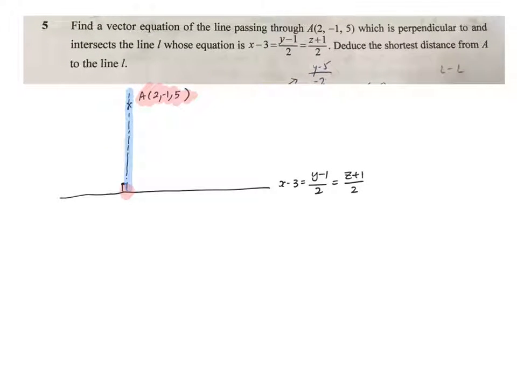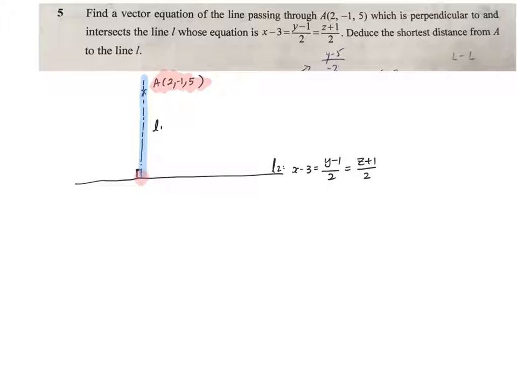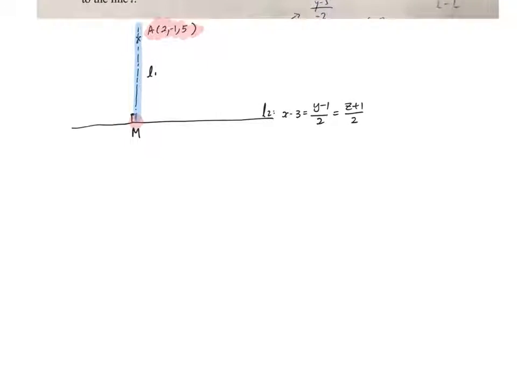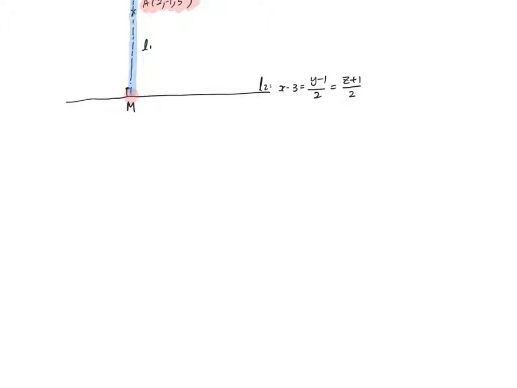Let me just call this line 2. And then I call this line 1. Okay, so what I'm going to do is basically now let me just call this point M and say I'm going to find M so that I can get the direction vector for line 1. So to find the direction vector for line 1, let me find point M, where M is the foot of the perpendicular from A to the line. Foot of the perpendicular goes like that.